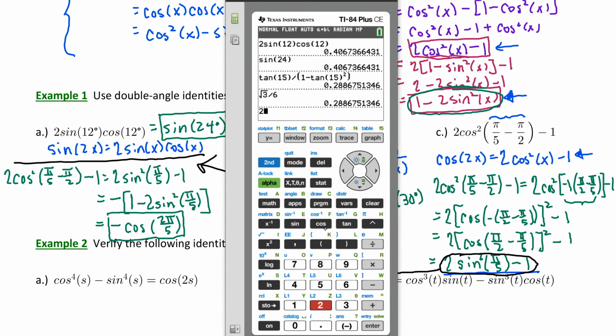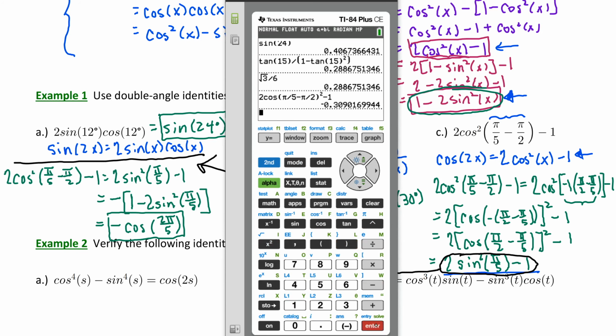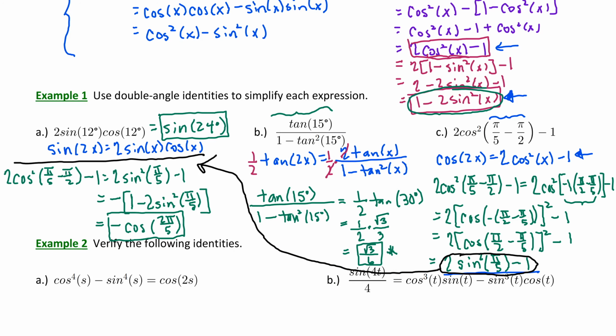The original problem, over here to the right, example C, is 2 cosine of pi over 5 minus pi over 2. Don't forget that cosine was squared, and then we subtract 1. We're going to compare that to our answer, negative cosine of 2 pi over 5. And we obtain exactly the same decimal. So we can be confident that negative cosine of 2 pi over 5 is the correct answer.